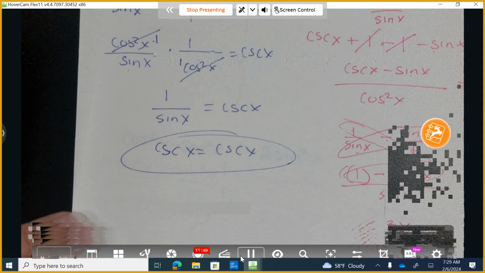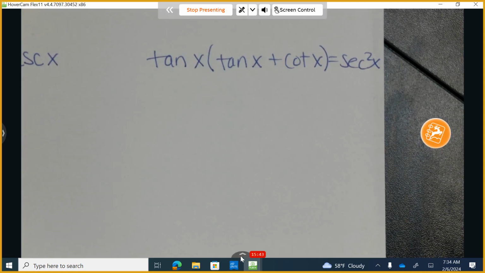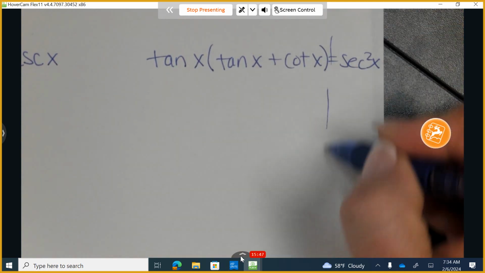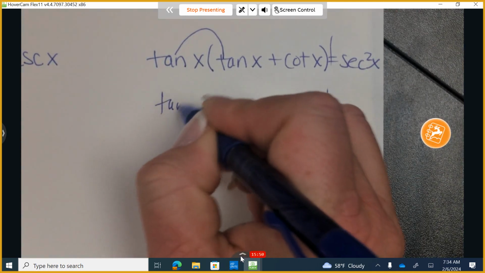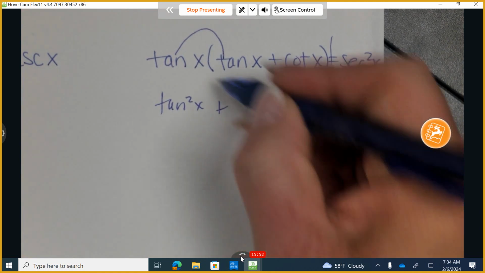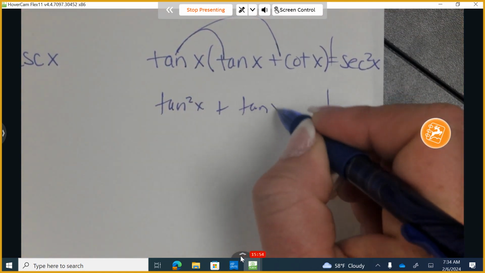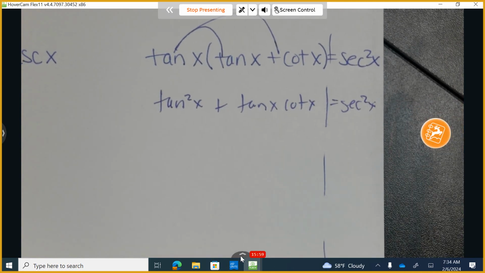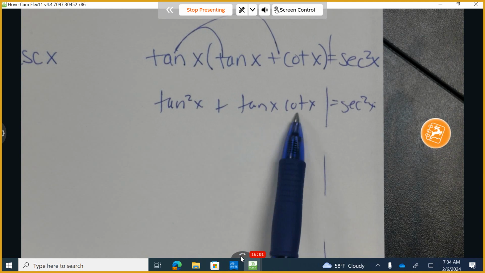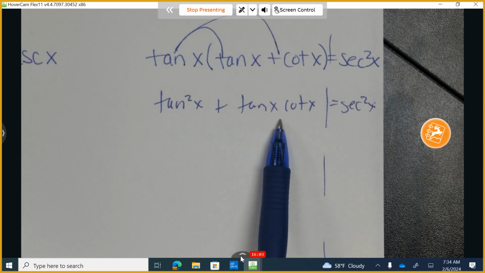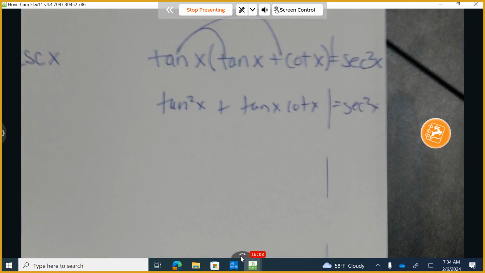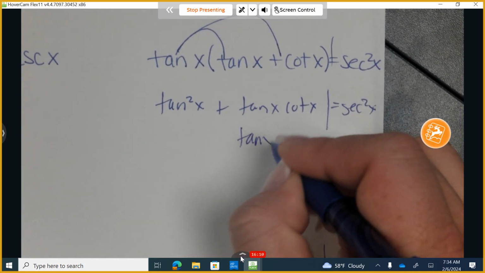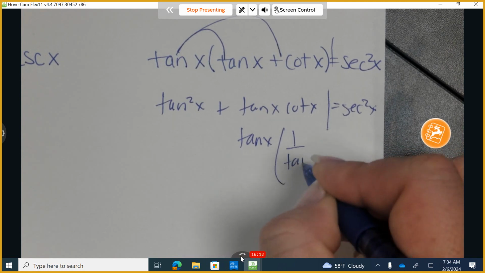This is number 6, lesson 3, unit 11. And this is a very simplistic problem. I'm going to distribute to end up with tangent squared x plus tangent x cotangent x. We want the left side equal the right side. Now, I recognize this relationship just like cosecant and sine and secant and cosine are reciprocal. So is tangent and cotangent. So I know that cotangent is 1 over tangent.